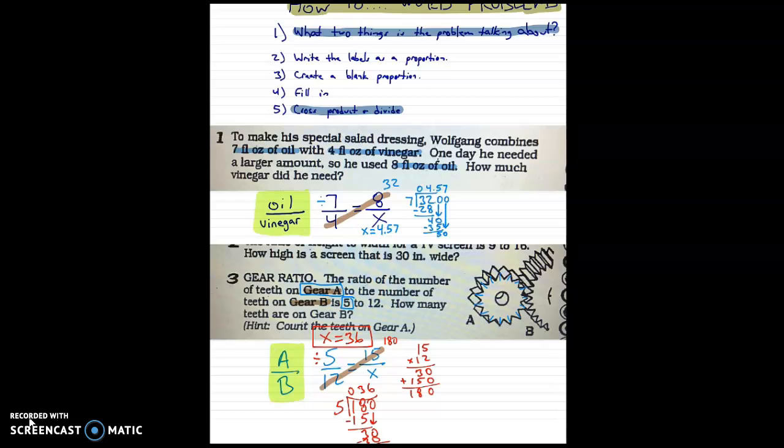You write those labels down. You could even just use a letter if you want to. Instead of oil, you could write O. Instead of vinegar, you could write V. I'm trying to make it easy on you. Make your blank proportion, fill it out, cross multiply, and divide.